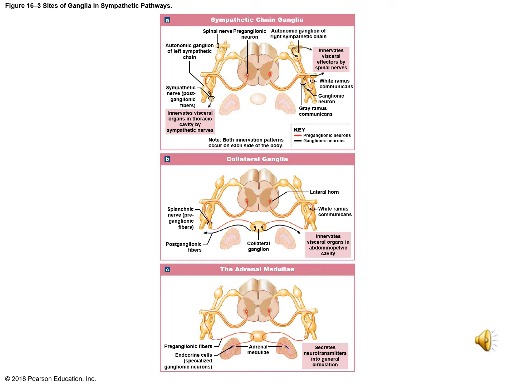There are 2 chains of ganglia located on either side of the vertebral column, and these are going to control the effectors located in the body wall, the thoracic cavity, and the head and the limbs. Then there are 3 collateral ganglia that are located in front of the vertebrae. And these are going to control the effectors in the abdominopelvic cavity. The third type of ganglia is located in the adrenal medulla.